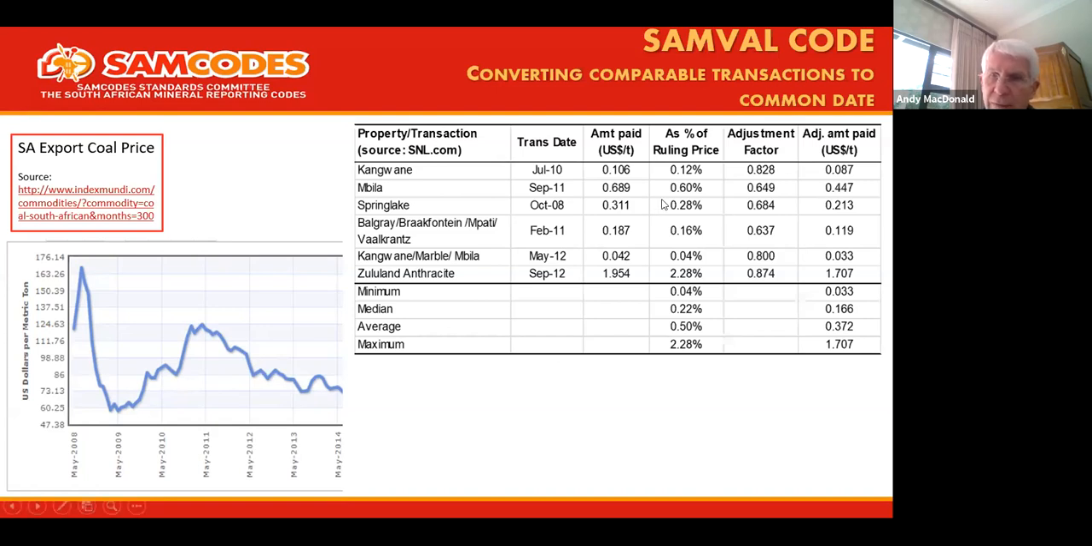One of the ways to get around this is to convert the dollar per ton, in this instance, to the price ruling at the date of the transaction, and as a percentage. Then these percentages would be relevant if you apply them to today's coal price. The alternative is to take these parameters and apply an adjustment factor to bring them to today's date, and I get these adjusted amounts on the right-hand side here. Then taking the minimum, medium, and maximum values out of that, I've got a range of percentages I can apply to the current coal price, or dollars per ton that I can apply to the coal resources.